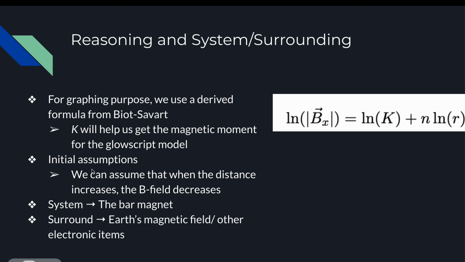For initial assumptions, we can assume that when the distance increases, the B field decreases. That's how we check that our results are roughly right, and we'll justify this later on. The system is just a bar magnet, and the surroundings are going to be the Earth's magnetic field and other electronic items that produce a magnetic field.